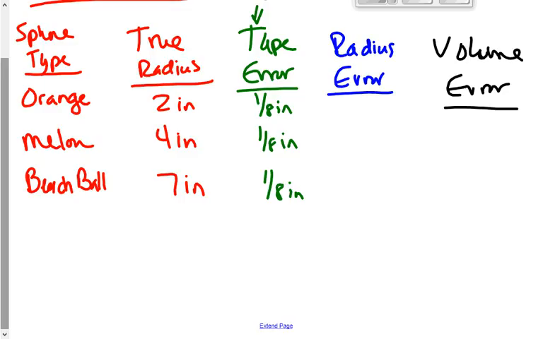So the only error that I have is this tape error, which is going to be dC. So to find any of these other types of error, I'm going to have to relate them back to circumference somehow. And it would be great if I had a formula for circumference, and then I could take the derivative of both sides, and I'd have that dC on one side, and I know what that value is.